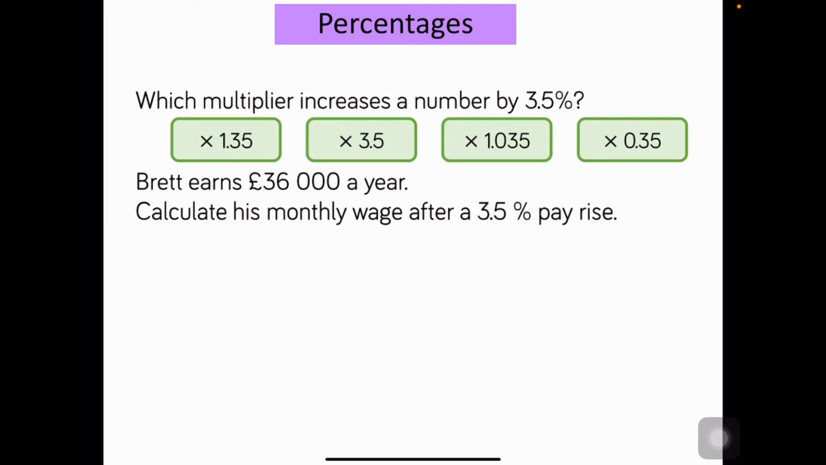Just before we talk about simple interest and compound interest, I want you to think about the word multiplier. Which multiplier increases a number by 3.5%? You don't need to write this in your book, but just have a think about what the answer would be. If you want to increase a number by 3.5%, you would have to multiply the original value by this, because here you're multiplying by the original amount and adding on 3.5%.